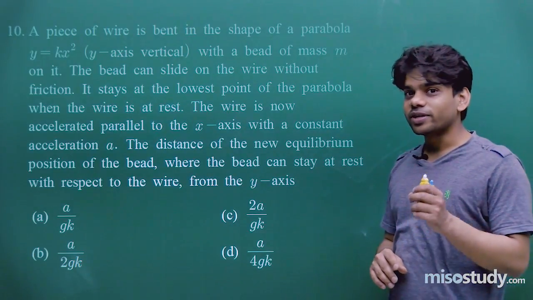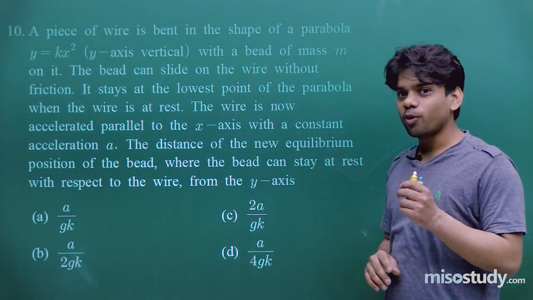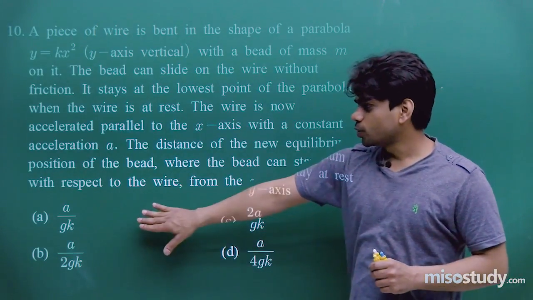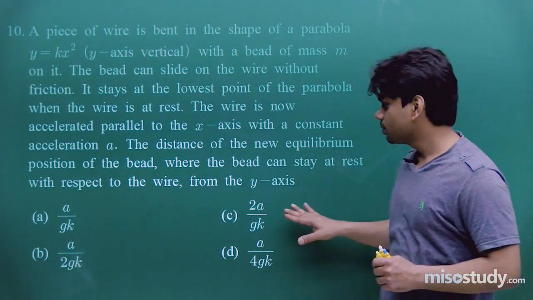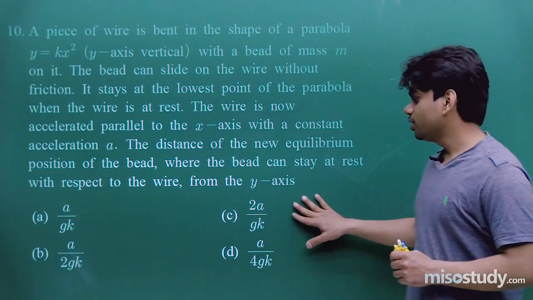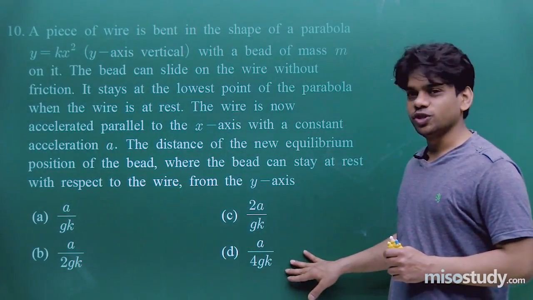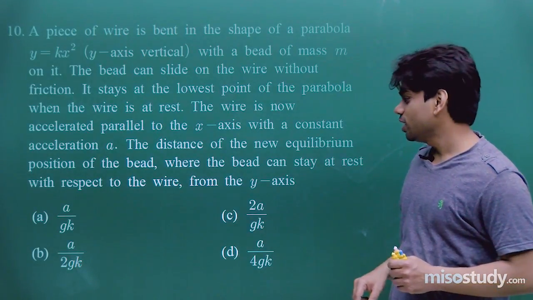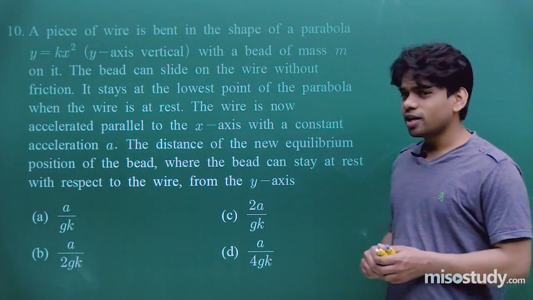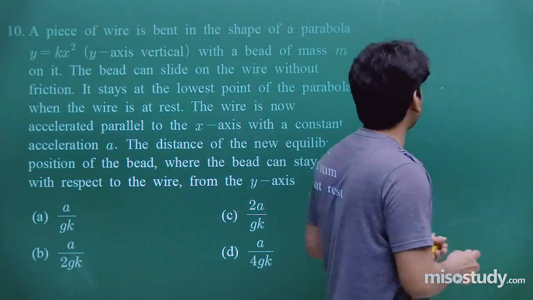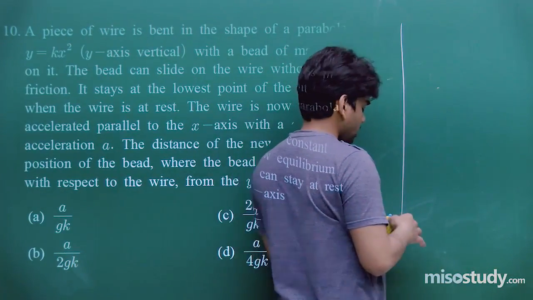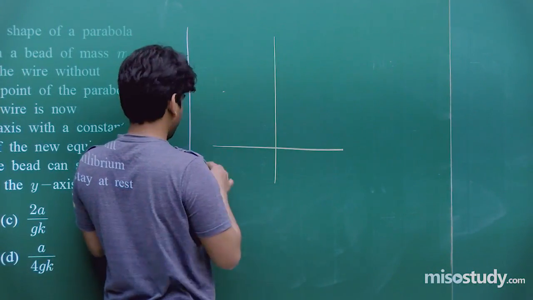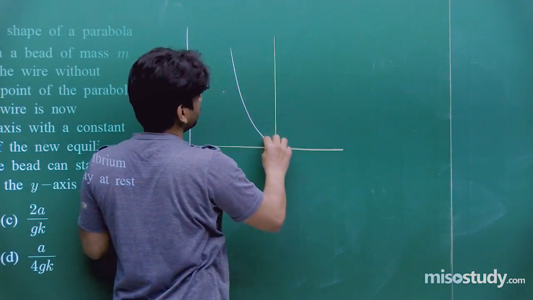I believe that you would have read the question, you would have understood each point that the question is pointing to us. Option A is a by gk, B is a by 2gk, C is 2a by gk, and D is a by 4gk. K is a constant used and g is the acceleration due to gravity that is actually acting here. Now see here, let me show you the figure first of all, what's happening in this case. This is the case, we have y equals kx square.